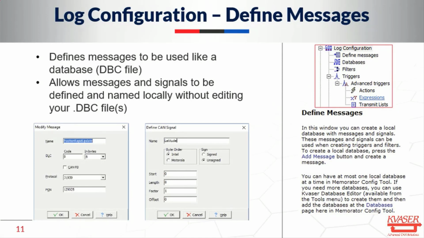It allows you to set their length, their factor, their offset, so you can trigger on real values as opposed to raw data, and I'll get into that in the next couple of screens. It allows you to set a Motorola or an Intel byte order, and signed or unsigned data as well. And here again, you would select the J1939 protocol so that you could name messages according to PGNs.